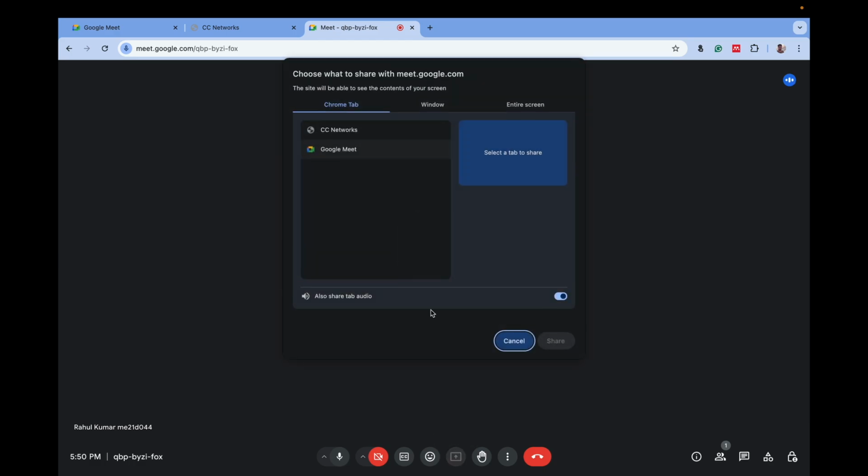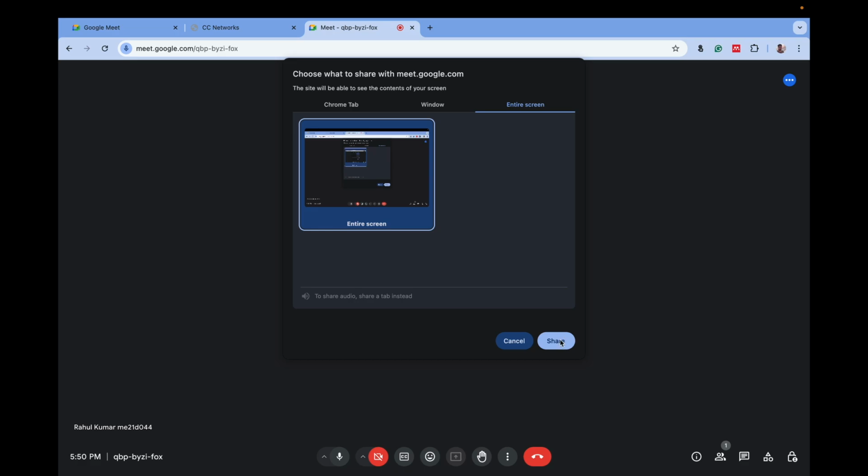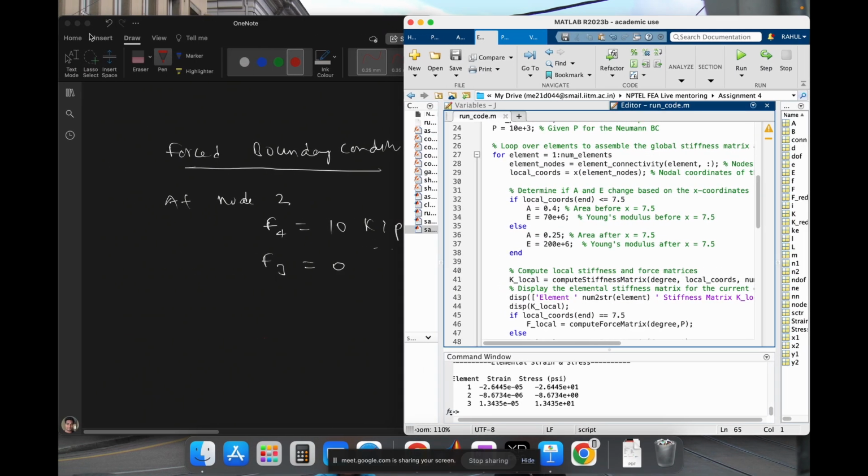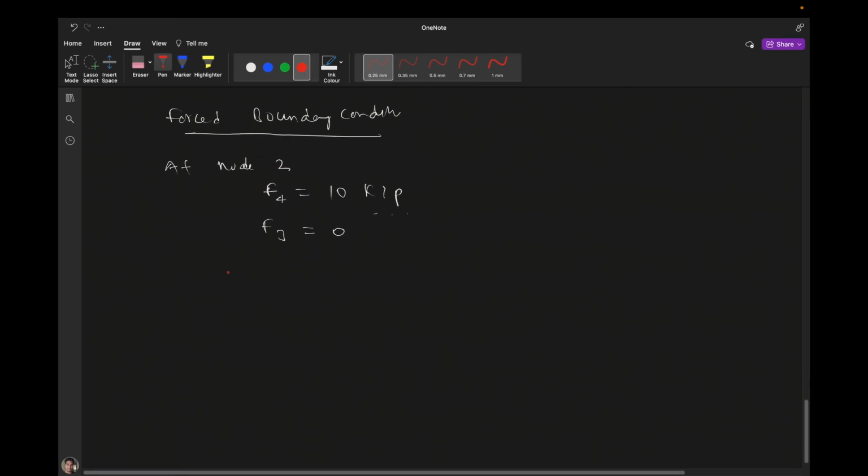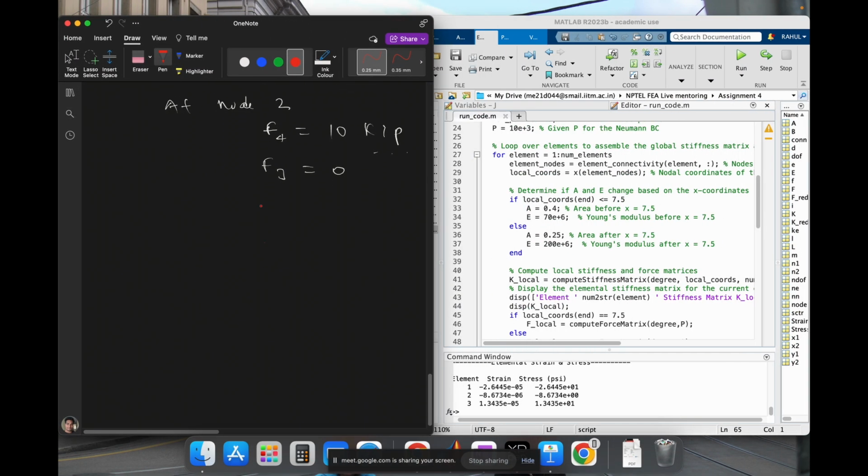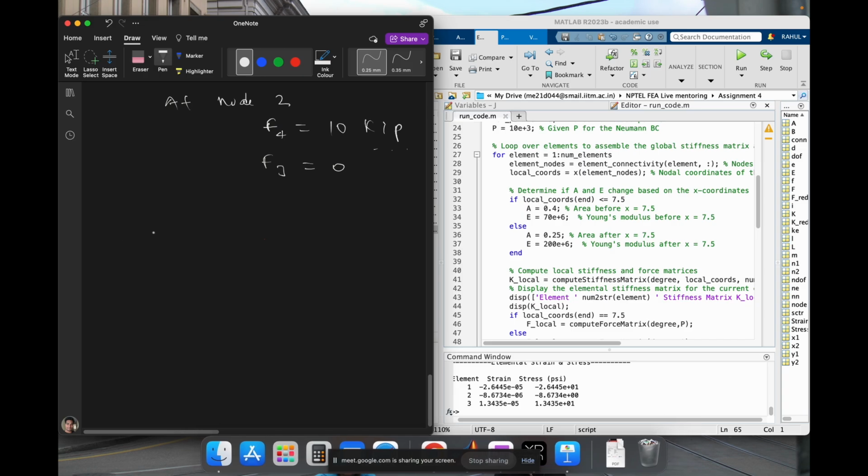Okay, so let's start. We will also try to solve the same problem which Sir has discussed during the class, and we will try to solve it using this MATLAB code. So the question was like this. We had a hinged point here, and here there is a roller, and here there is also a hinge point.